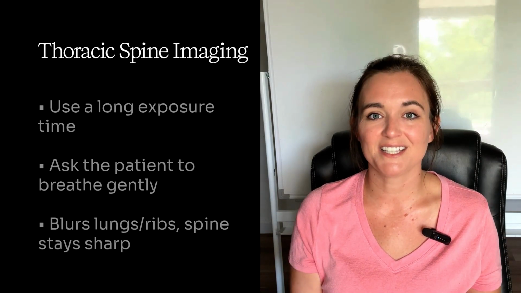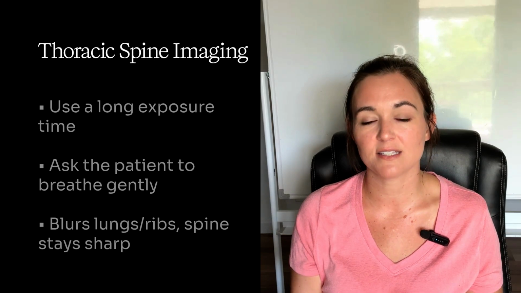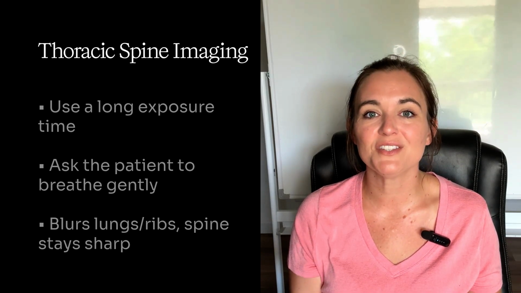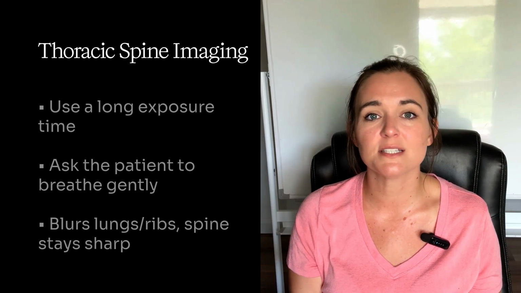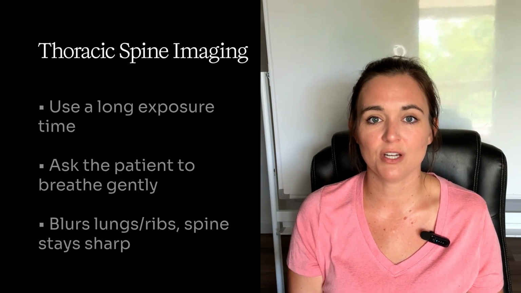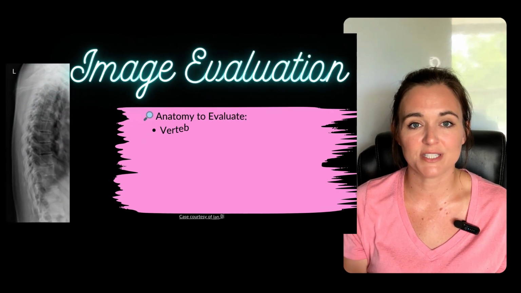What's a breathing technique? You set a long exposure time, like 2 to 3 seconds, and ask the patient to breathe gently in and out. This blurs out the lungs and ribs, but keeps the spine sharp because it doesn't move as much. If the patient can't cooperate with that, go with a standard exposure and have them hold their breath on expiration to lower the diaphragm and reduce motion.